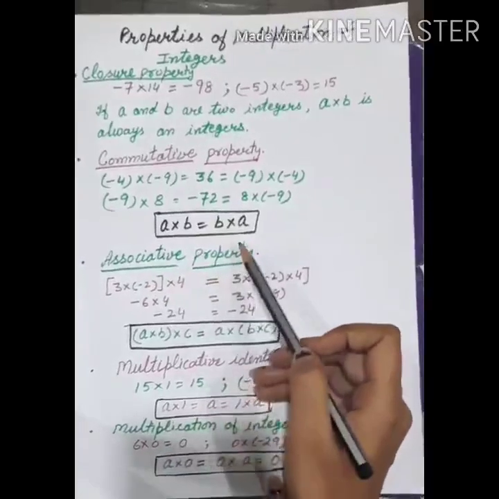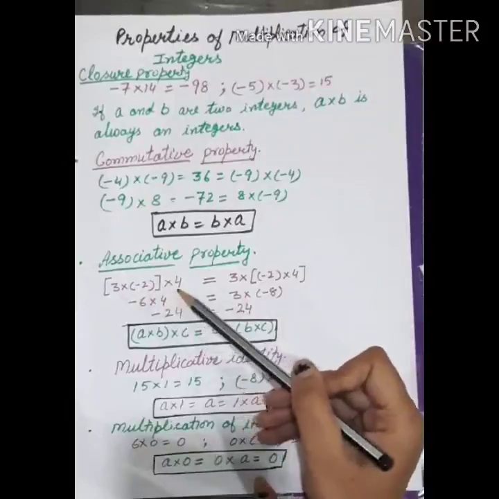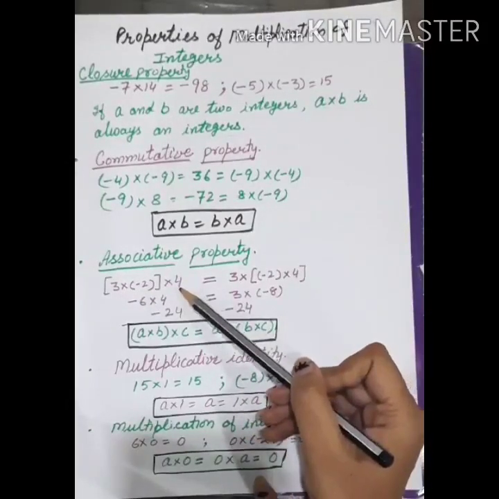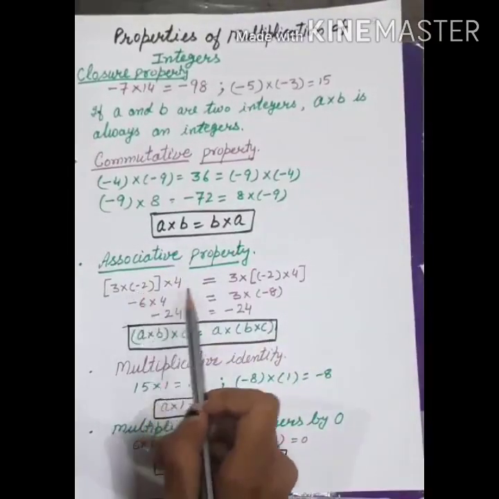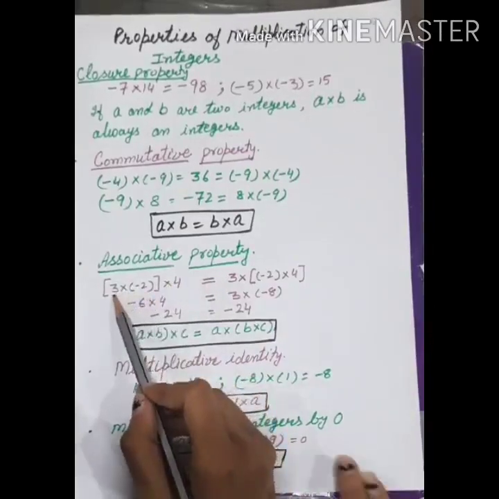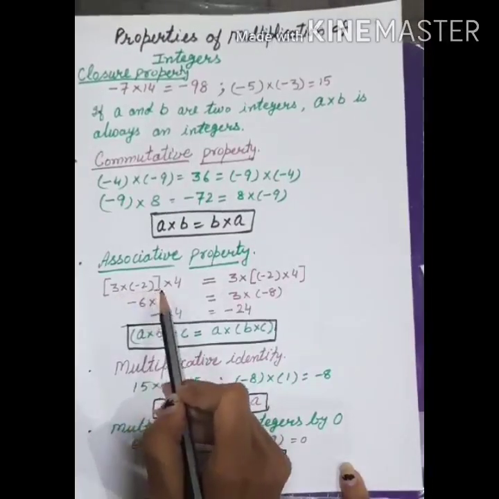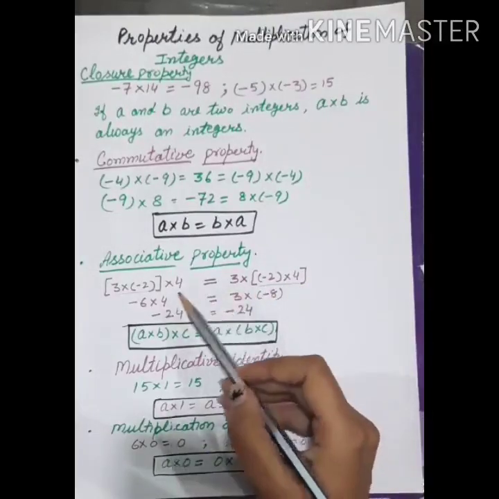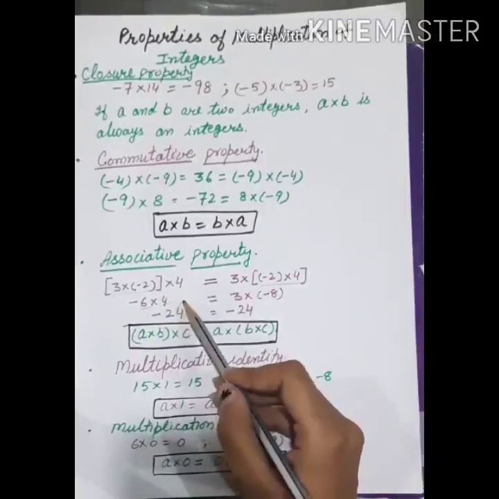Associative property. Let us consider the integers 3, minus 2 and 4. To find their product, we group them in two different ways. Let us see if the product is the same in both cases. 3 multiplied by minus 2, multiplied by 4. 3 multiplied by minus 2 becomes minus 6, multiplied by 4 becomes minus 24.